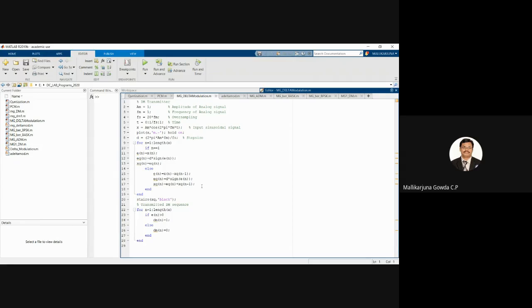Are you seeing the diagram? Delta modulation, xq of n is what? Input to the prediction filter, that is the delay element. That is equal to what we have taken? Eq of n, right? That is the output of the quantizer.